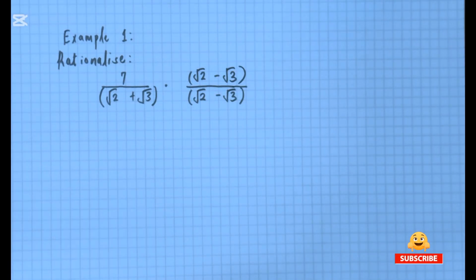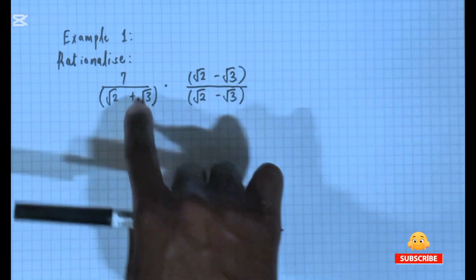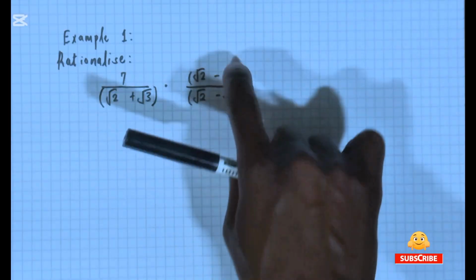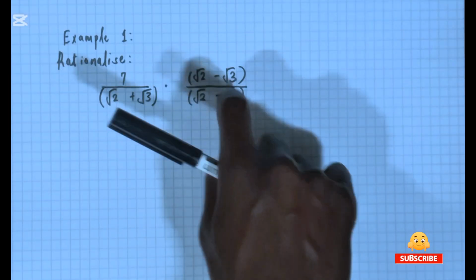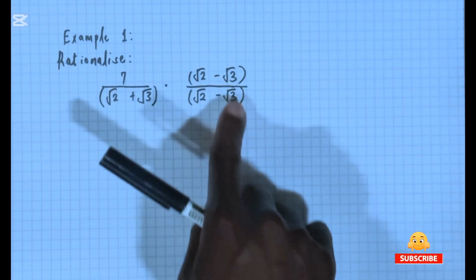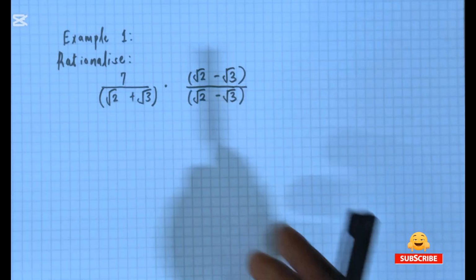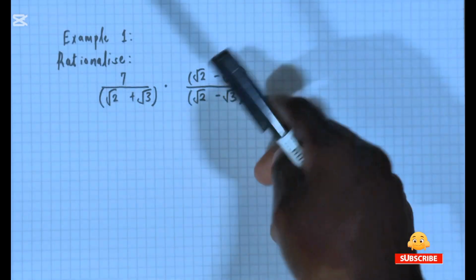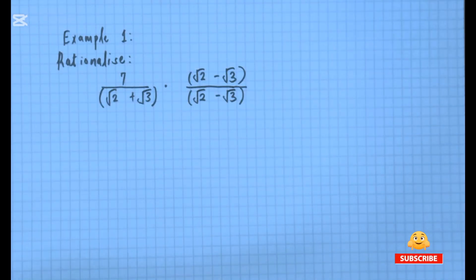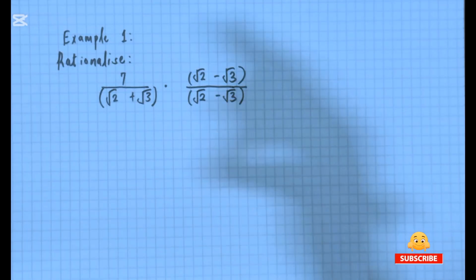I want you to note that by multiplying this surd by its conjugate, we are not really changing its value, because if we divide this by this, we just get 1. It's the same as multiplying this surd by 1, except that in this particular case we're choosing that 1 to be its conjugate all over its conjugate. Anyways, you get it.